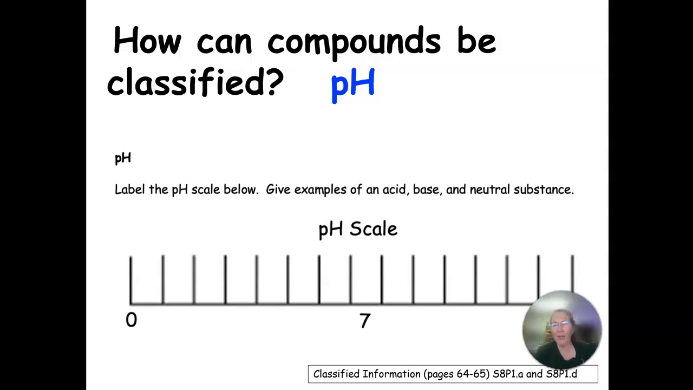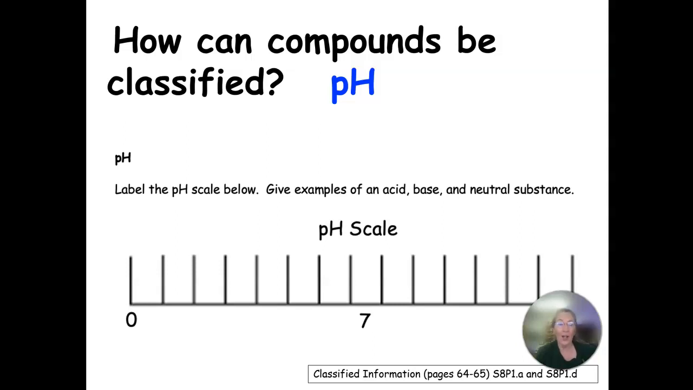pH is actually the measure of the log of how many hydrogen ions are in something, usually a solution. We're not going to get that crazy. So as you move to the left of the pH scale, you get more H pluses. If you move to the right, you get more OH negatives, which are the hydroxide ion. We'll be talking about ions later.